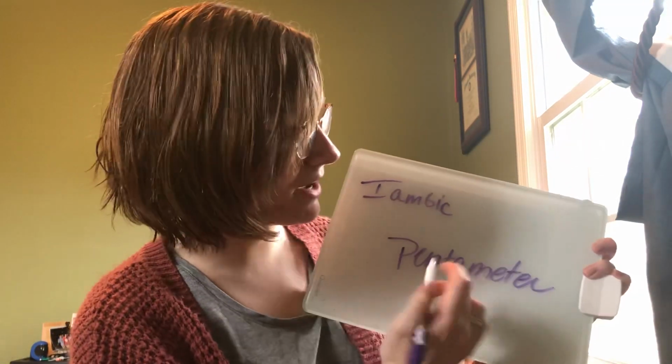Let's talk about iambic pentameter. Now, when Shakespeare writes, everything that he writes in these plays is in iambic pentameter. And basically, it is a type of structure and a type of writing that follows the syllables of what he's writing. So when we look at the word, the answer is kind of in the word itself. Okay? So we have iambic pentameter.